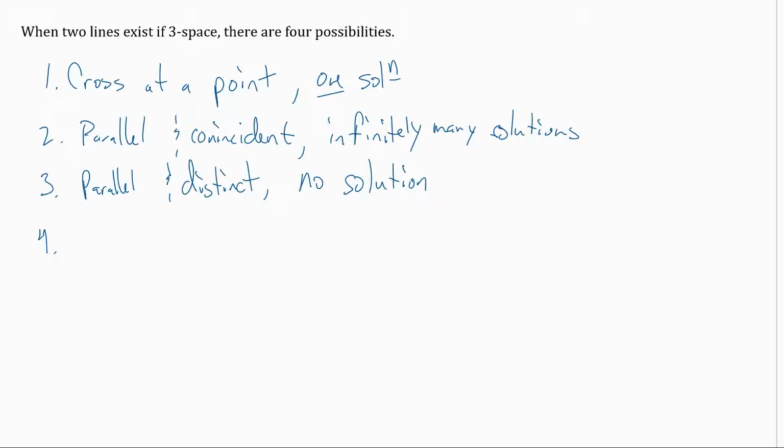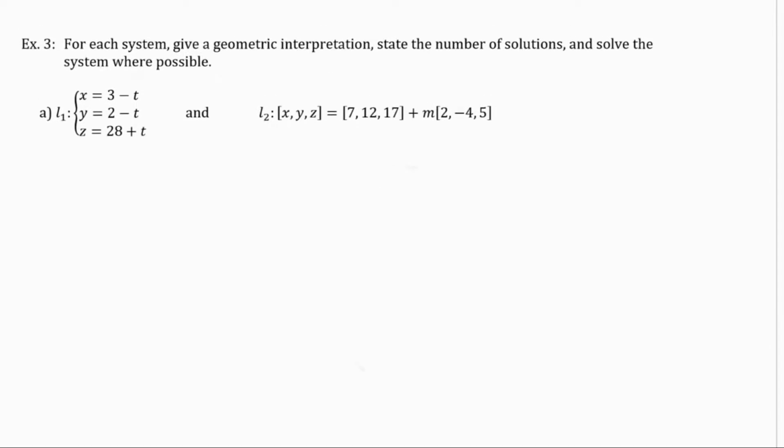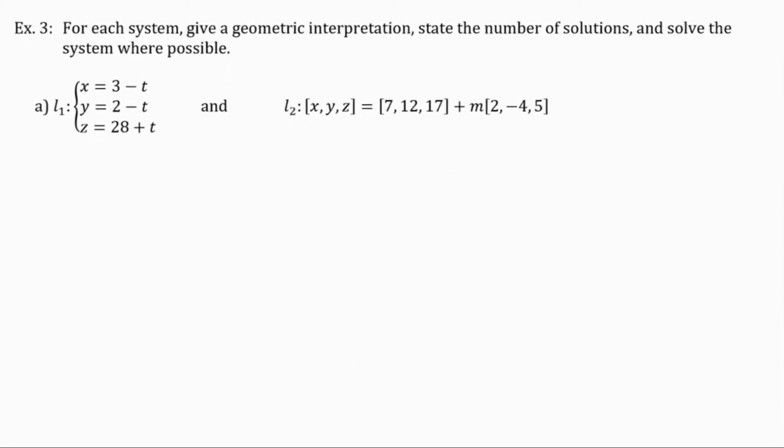We're going to see this case number 4 come up, and when it comes up, we're going to come back and fill this in. All right, so example 3, we still have a couple more to do here. And we're just going to start taking every one of these. How are we going to approach it?